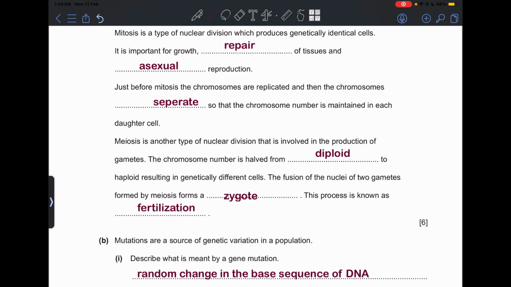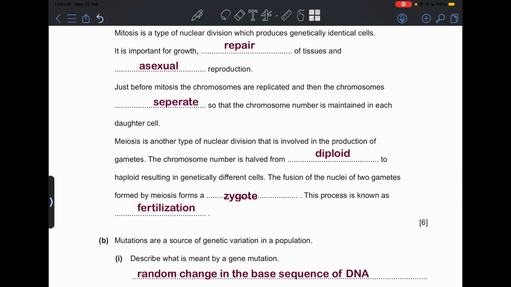Meiosis is another type of nuclear division that is involved in the production of gametes. The chromosome number is halved from diploid to haploid, resulting in genetically different cells. The fusion of the nuclei of two gametes formed by meiosis forms a zygote. The process is known as fertilization.